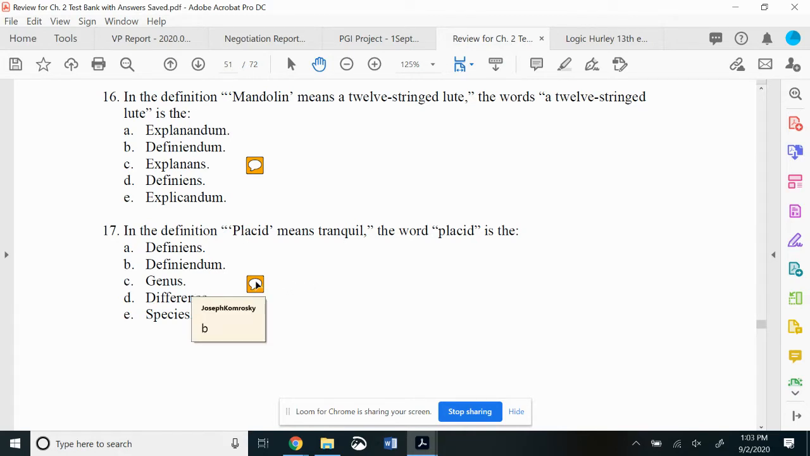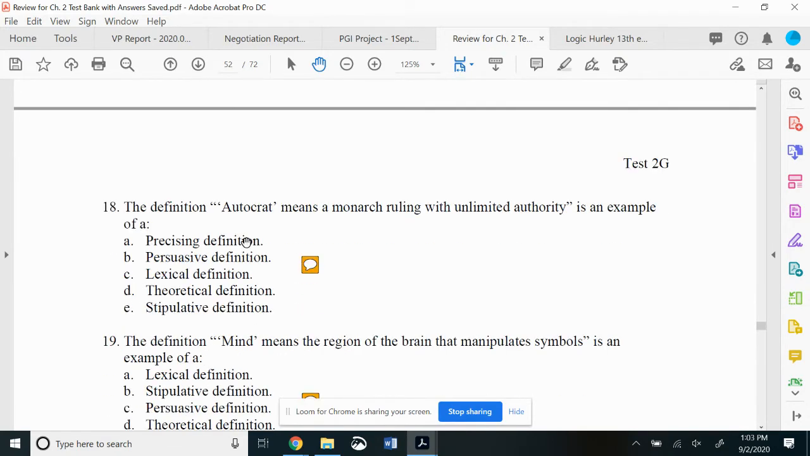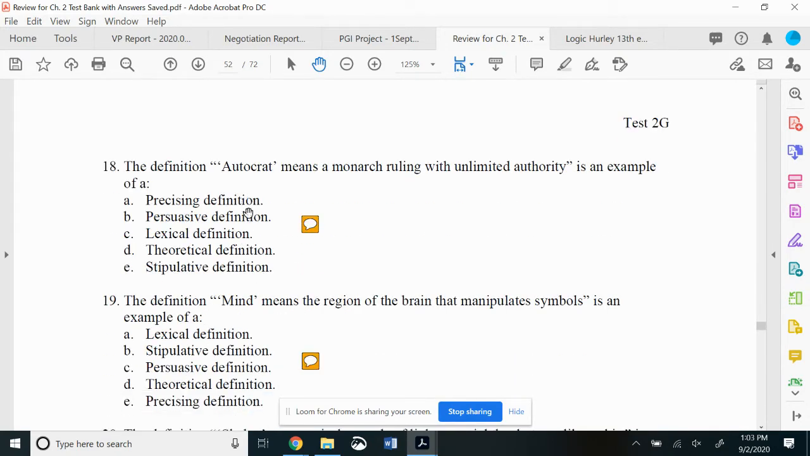Okay, super easy. These are easy giveaways. You just got to know the difference between definiendum and definiens. Let's go to 18. The definition autocrat means a monarch ruling with unlimited authority is an example of. So I believe we're in section 2.3. I can go back and look real quick.